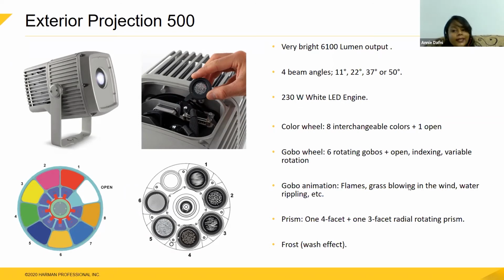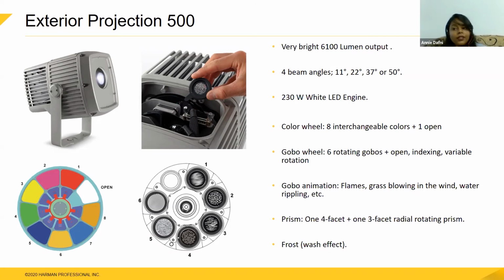And it comes with indexing and variable rotation. What indexing means is, a lot of times when you need to project logos on the building, you need to make sure that every time you turn on the fixture, the logo is straight and not slanted or tilted. So with the indexing option, you can make sure that the logo is always projected straight onto the building.